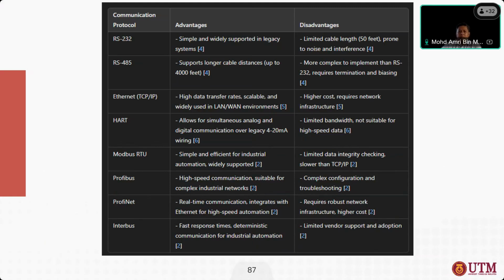In summary, for Modbus, Profibus, Profinet, and Interbus, they are more for automation. The disadvantage is that they are not easily available to end users, like individuals. They are usually more accessible to industry and people with more budget or funding.